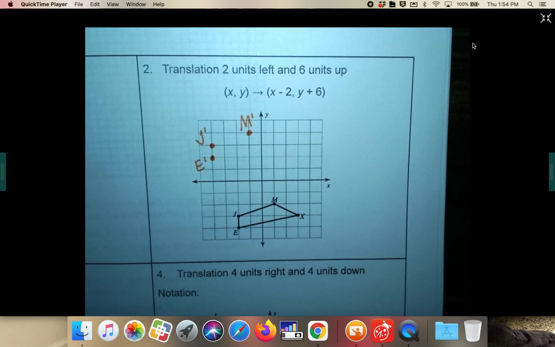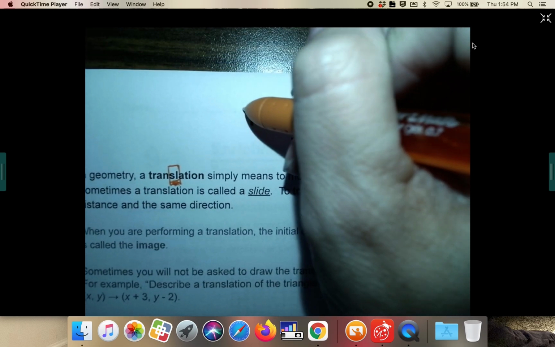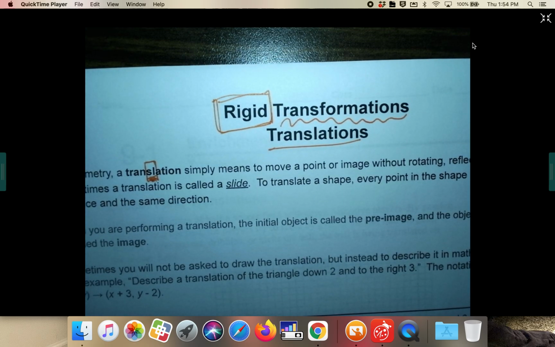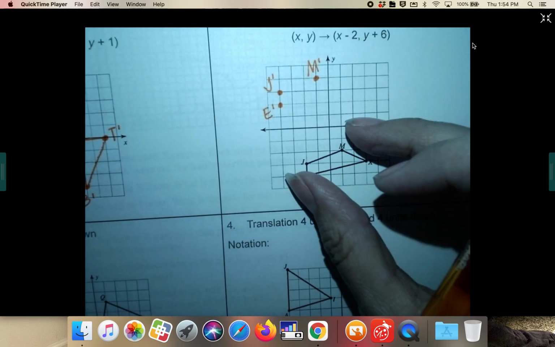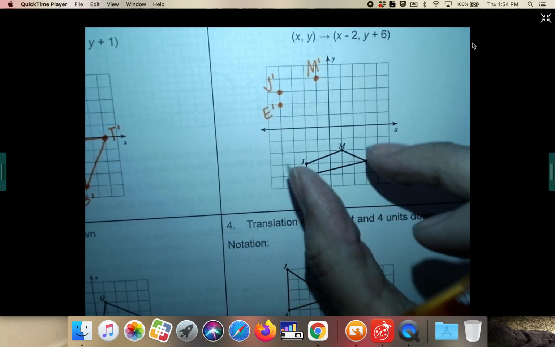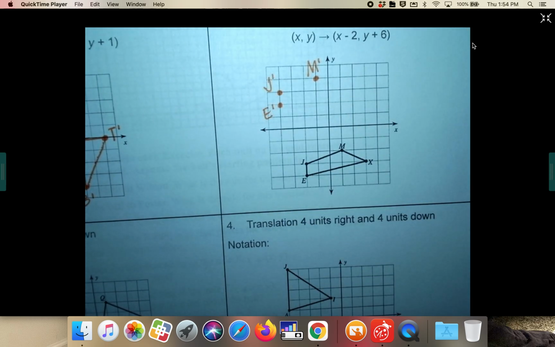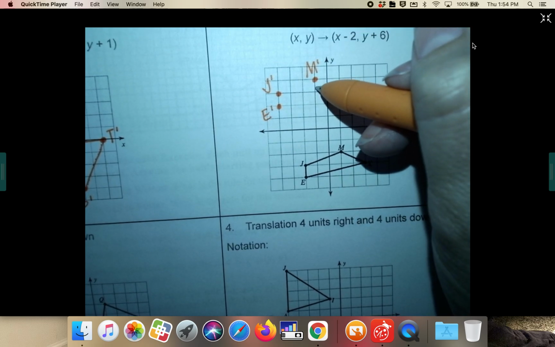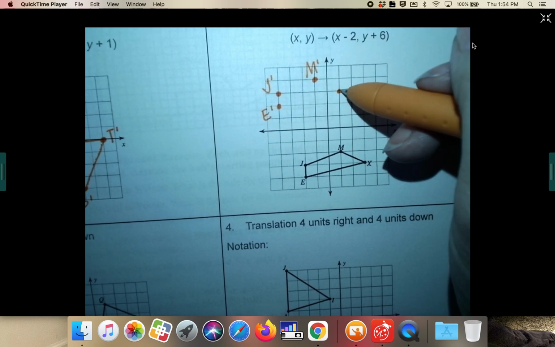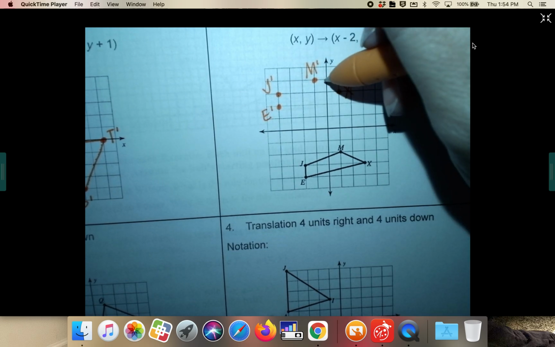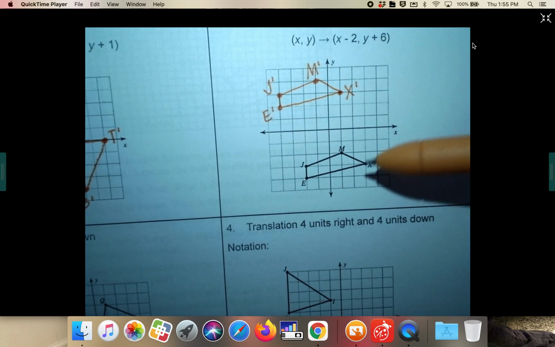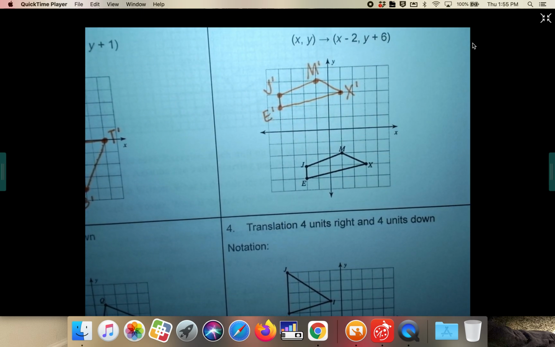So it's going to make the same shape, and that is where the word rigid comes in. If it is a rigid transformation, that means the shape stays the exact same. Same shape, same size. It does not enlarge or shrink. It stays rigid, but it just moves in some way. So X looks like it's down 1 and to the right 2 from M. So I'm going to move it down 1 and to the right 2 and call it X prime. So again, rigid just means that your shape is going to look exactly the same. It's not enlarged or shrunk.